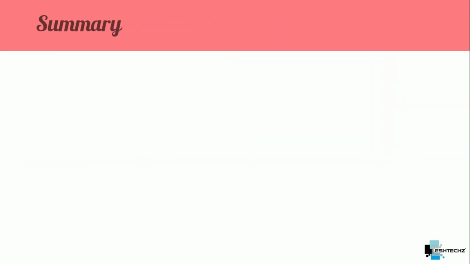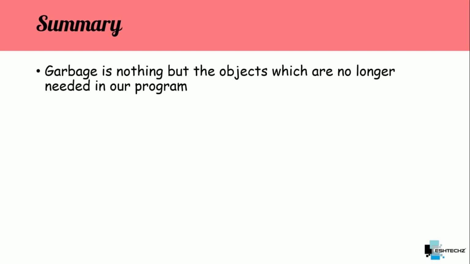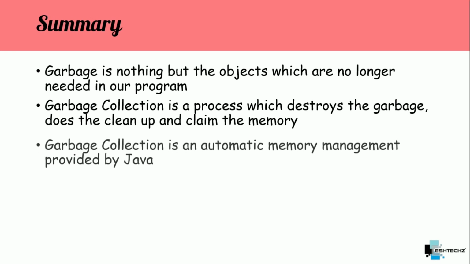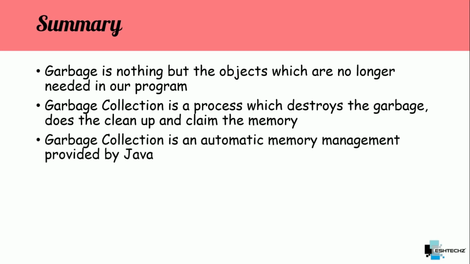That's it for this particular introduction. In summary, let's see what we have learned. The first thing we have learned is that garbage is nothing but the objects which are no longer needed in our program. Garbage collection is a process which destroys the garbage, does the cleanup, and reclaims the memory. And at last, garbage collection is automatic memory management provided by Java.